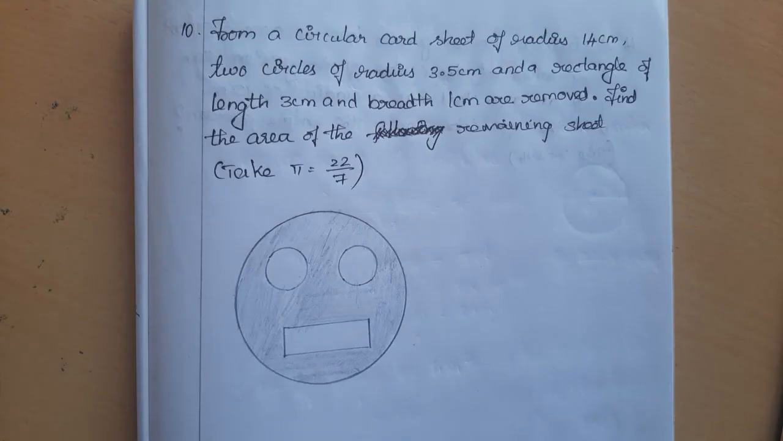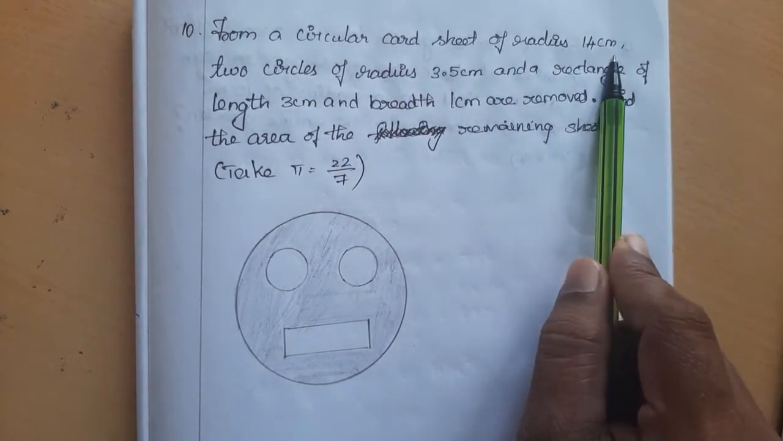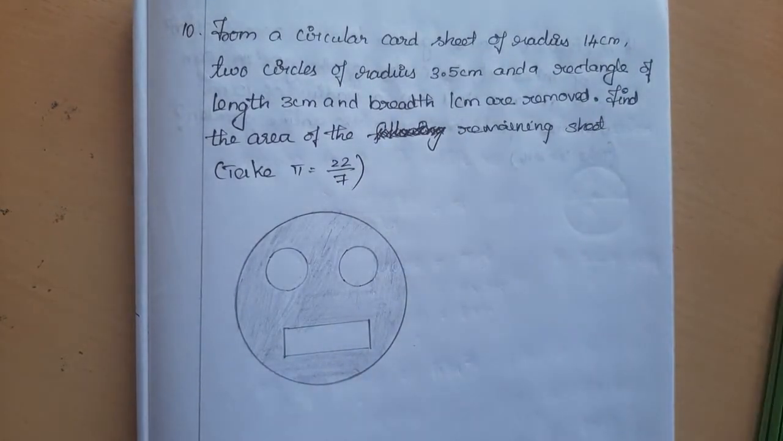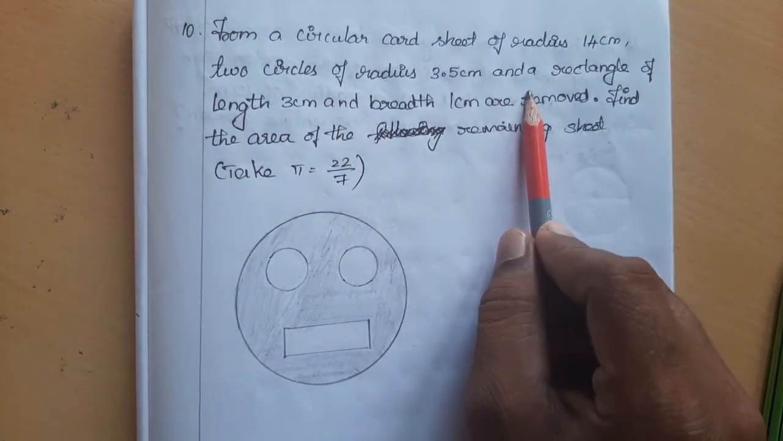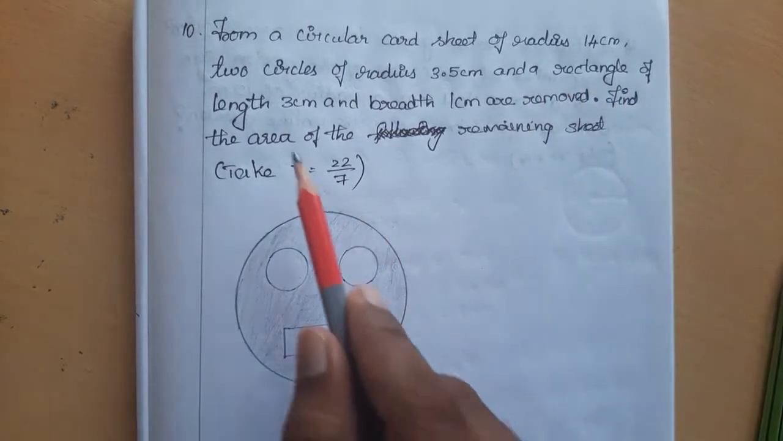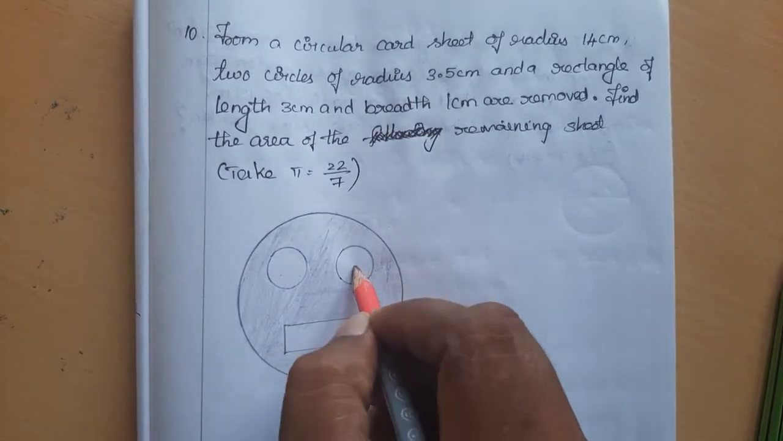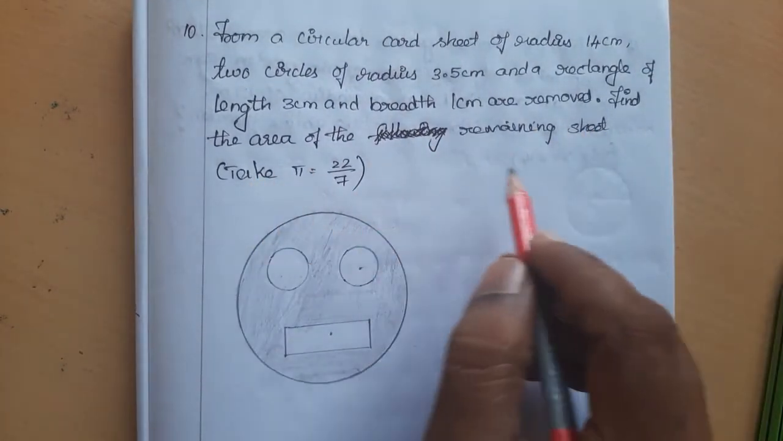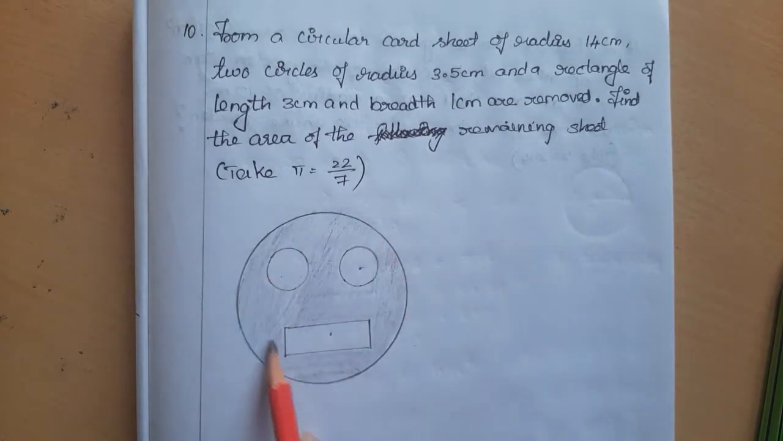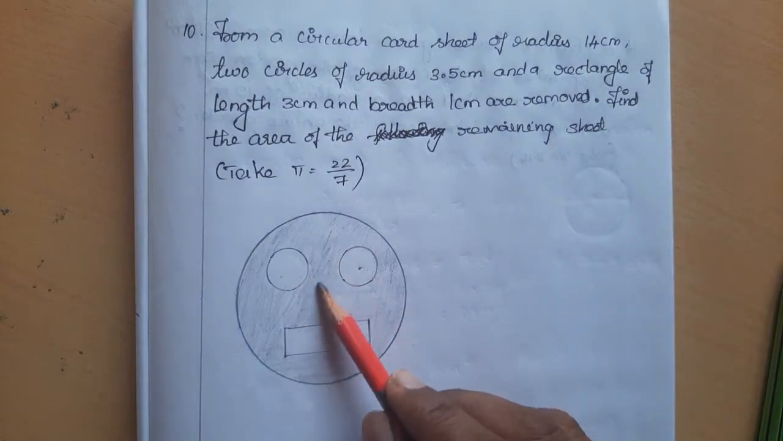So here we go for the next problem. From a circular card sheet of radius 14 centimeter, this is the one circle with radius 14 centimeter, two circles of radius 3.5 centimeter and a rectangle of length 3 centimeter, breadth 1 centimeter are removed. So these two circles with 3.5 centimeter and one rectangle are removed. Find the area of the remaining sheet. So from this big circle, the two small circles and one rectangle are removed. We have to find the remaining area.